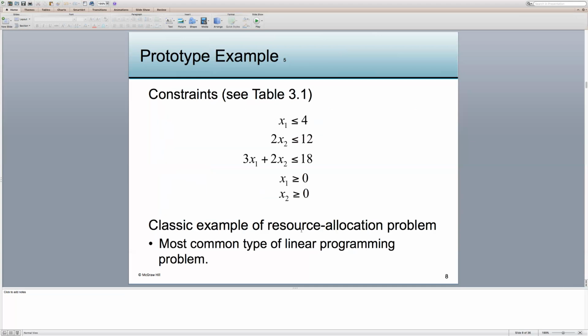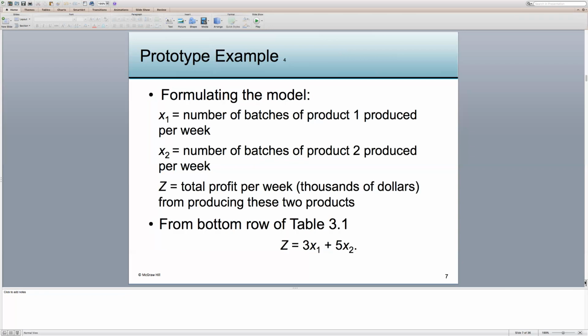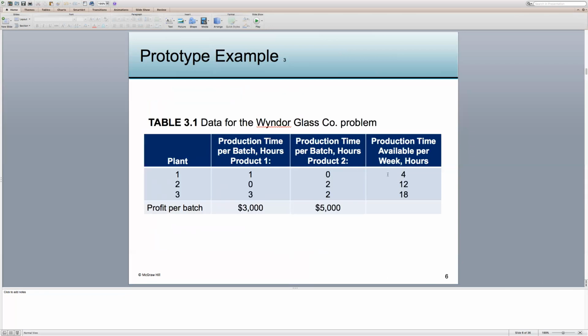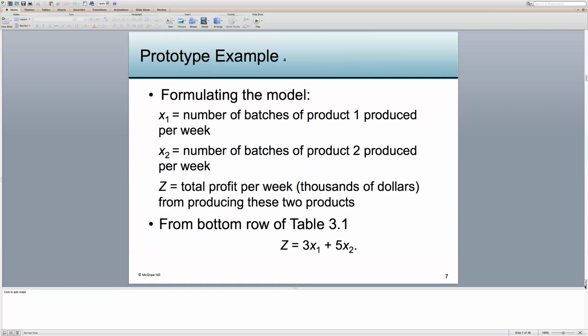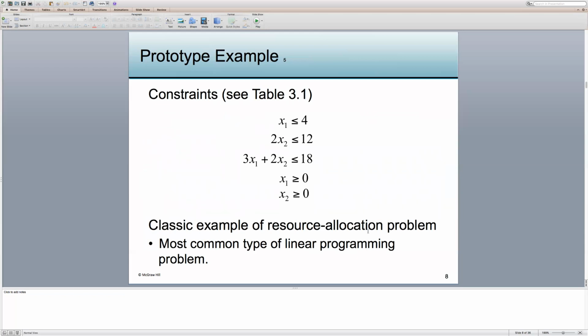And what were the constraints? Well, X1 less than or equal to 4. How did we get that? Let me go back and look. For plant 1, you have at most 4 hours of time available. It takes 1 hour for each batch of product 1. So X1 batches will take X1 hours, and you have at most 4 hours. So X1 is at most 4. That's where this first inequality comes from.